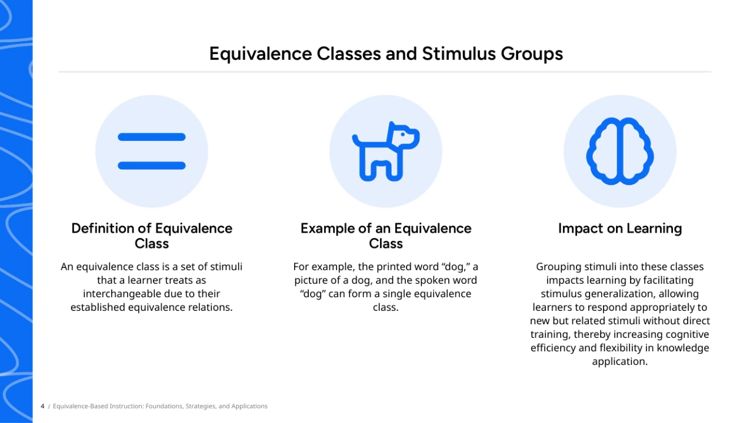This grouping is powerful in learning since it promotes stimulus generalization. It means that once the learner has been trained on one member of a class, they can respond correctly to other related stimuli without explicit training. This not only saves time, but also enhances cognitive flexibility, allowing the learner to apply their knowledge more broadly and efficiently.